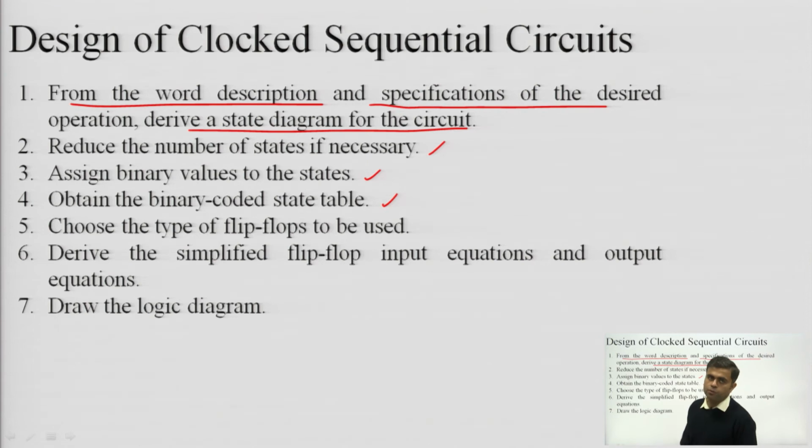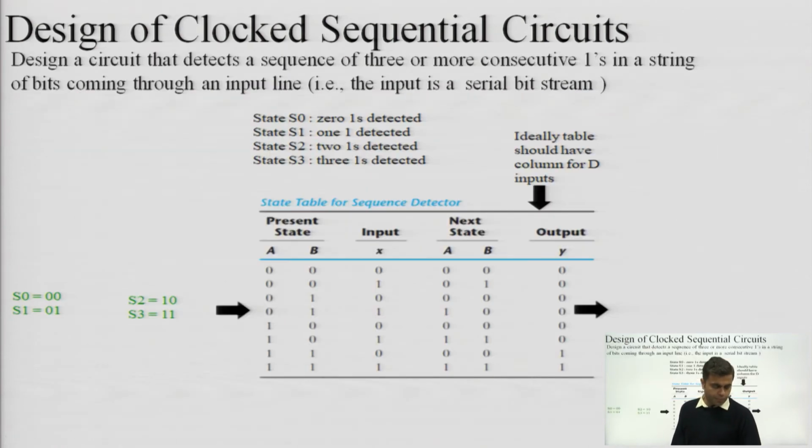Then we have to convert that state diagram into a state table. Then choose the flip flop to be used. If it is not mentioned to me, then I will definitely choose D flip flop because its operation is very simple, because output is equal to input. Then derive the simplified flip flop input equations and output equations, and finally using those equations we have to draw the logic diagram. So let's proceed with the designing part.